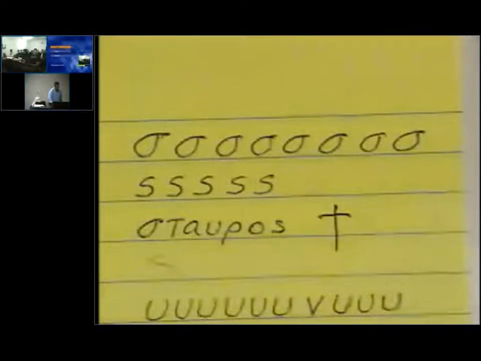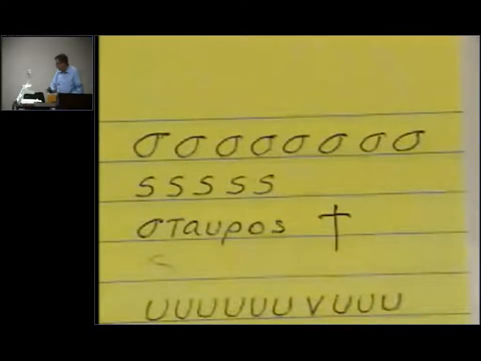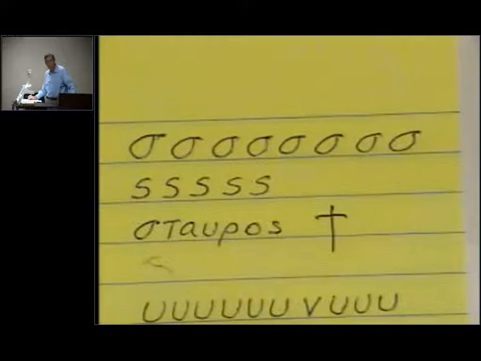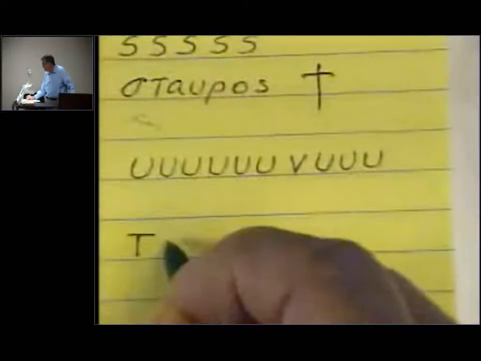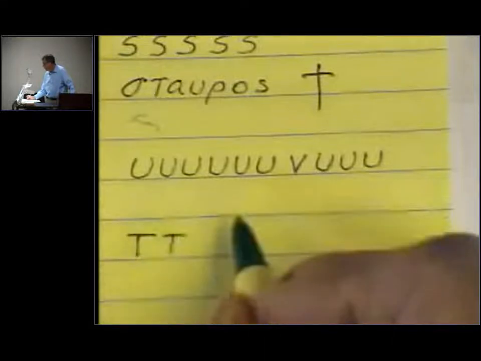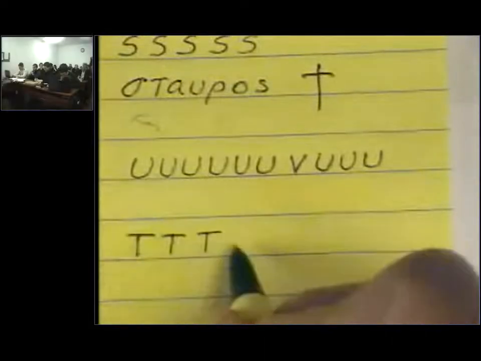All right, let's look at another one here. We've already had the tau. This is the T, the tau, the t sound.